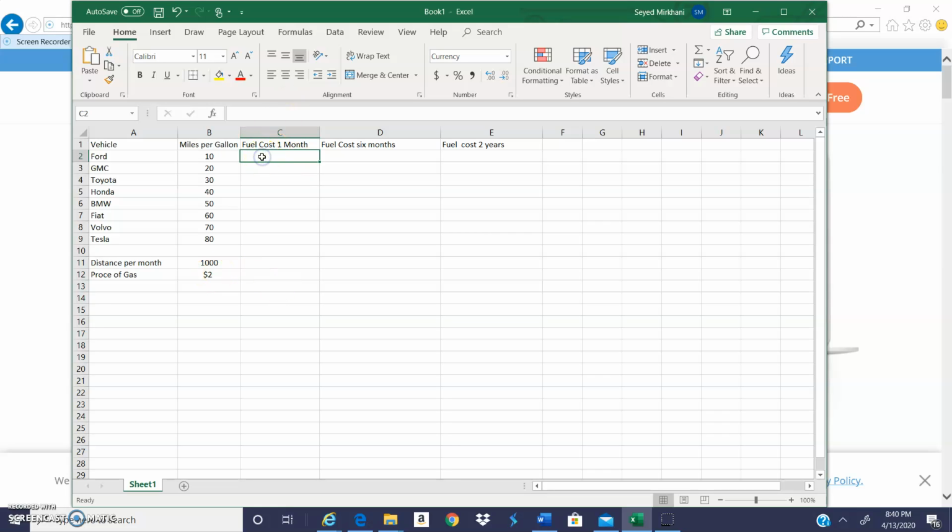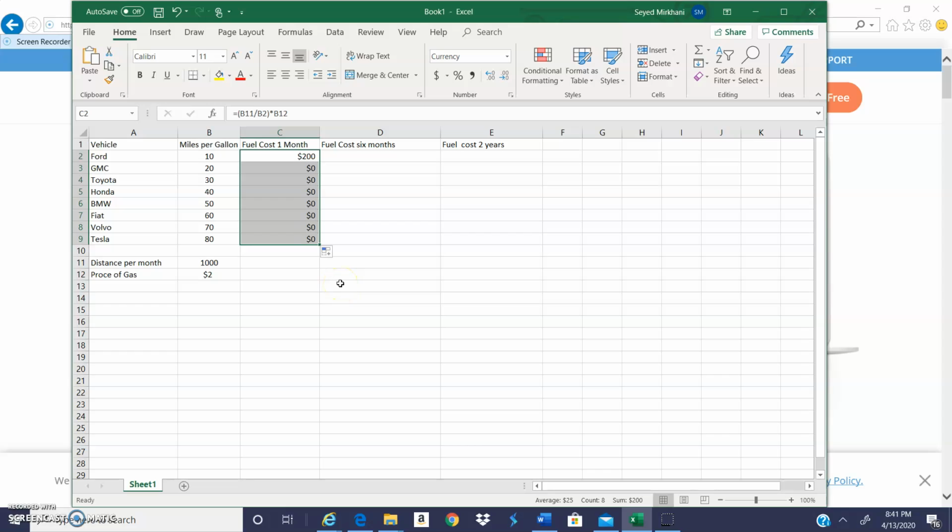Therefore, I put my equal sign here and I say this number divided by this number, and then I have to multiply it by this. Because I have to multiply it, I am going to put a parenthesis here and a parenthesis here after this. And then I say times, which is a star, and times 2. And I click enter. Hopefully it gives me $200. That's correct.